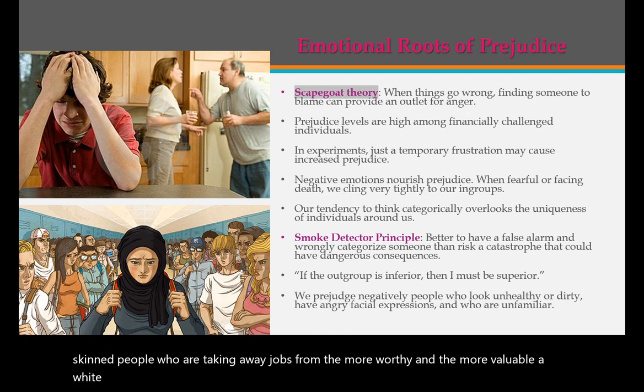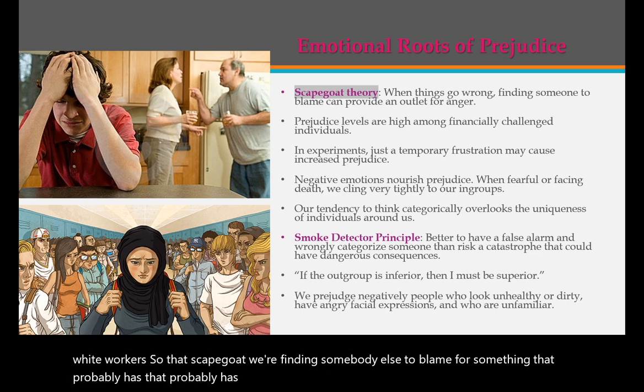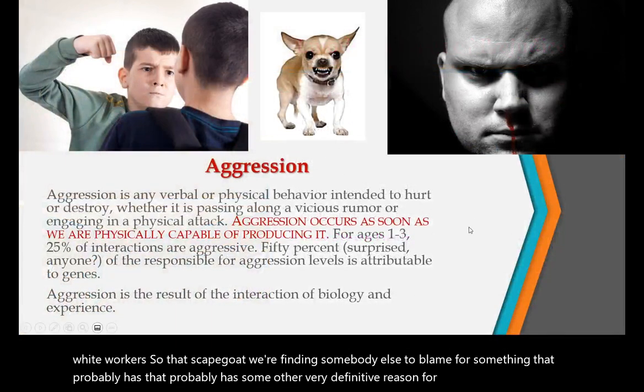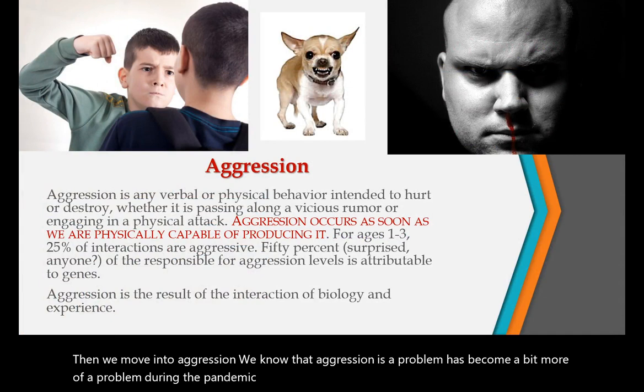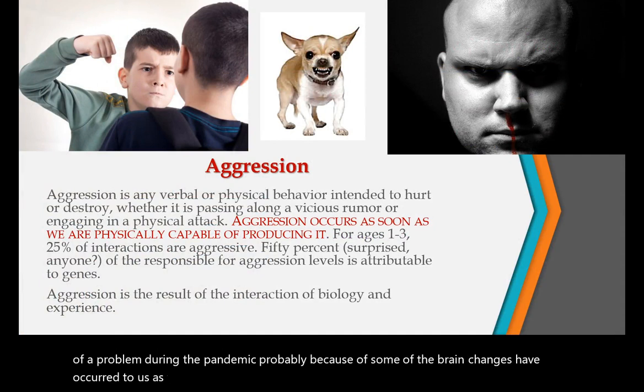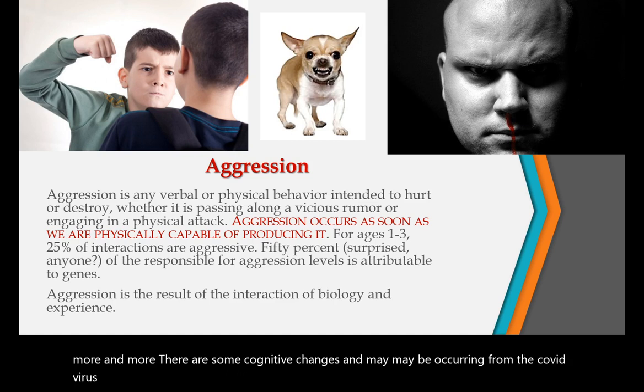So that's scapegoating. We're finding somebody else to blame for something that probably has some other very definitive reason for occurring. Then we move into aggression. We know that aggression has become a bit more of a problem during the pandemic, probably because of some of the brain changes that have occurred to us as far as the social isolation, and we're finding out more and more there are some cognitive changes that may be occurring from the COVID virus itself.